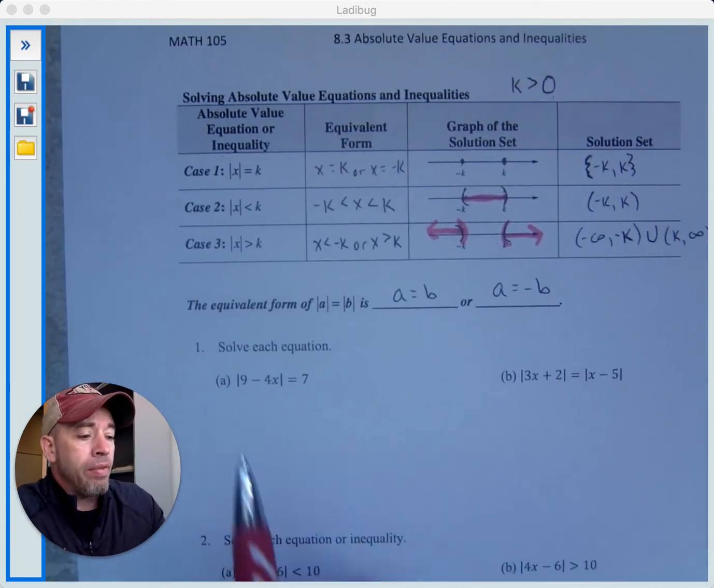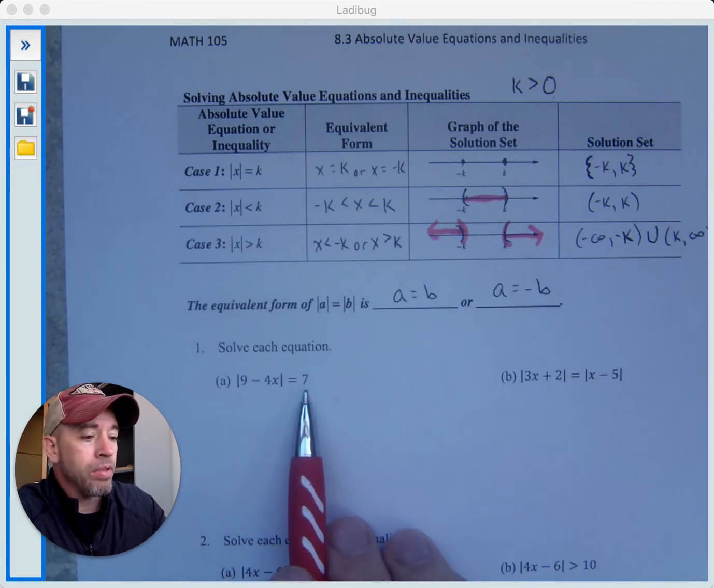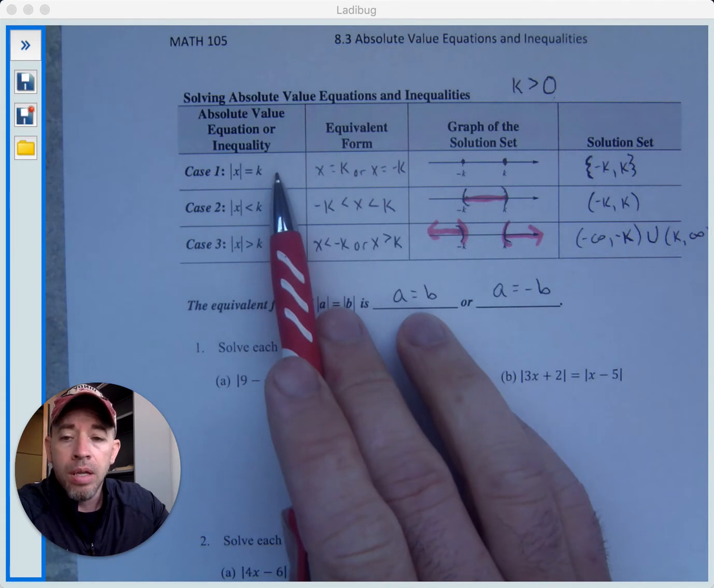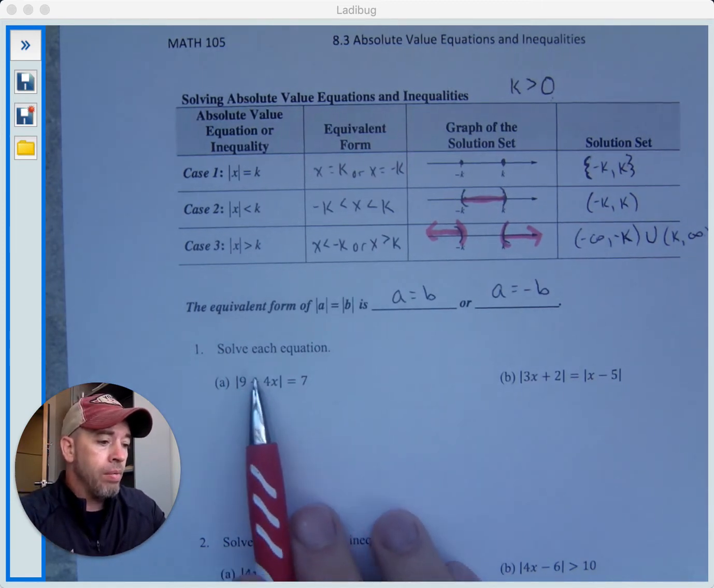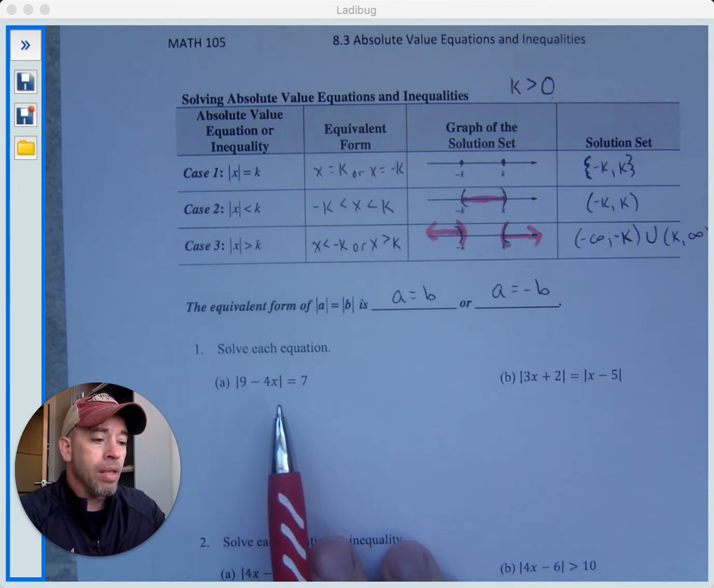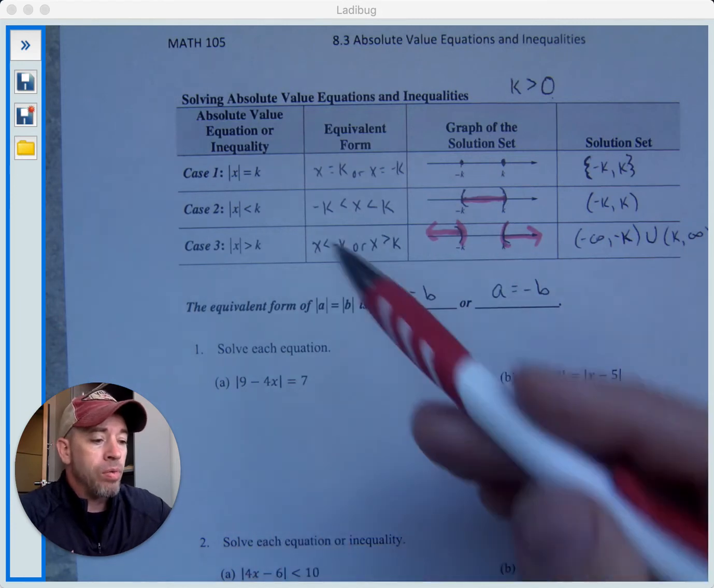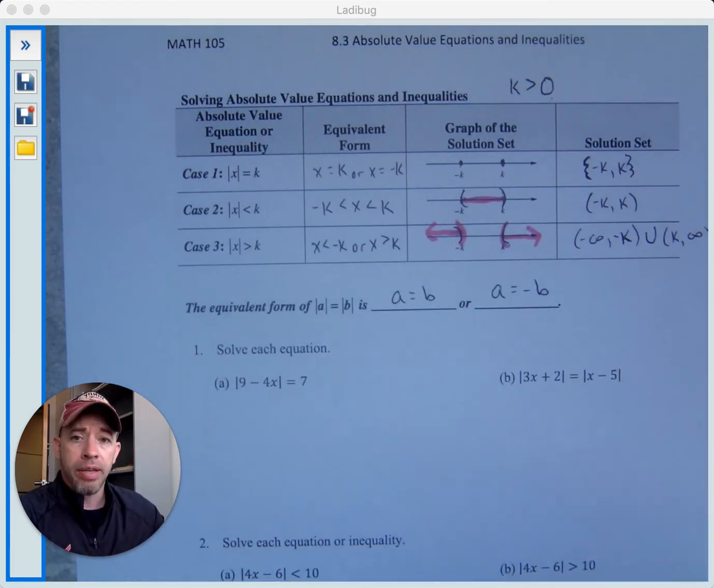First example, we have the absolute value of this expression is equal to 7. So that's similar to case number 1, right? It's important that we isolate the absolute value, make sure the absolute value is by itself on one side before we start manipulating it. And that is the case here, right? We have the absolute value by itself. We don't have anything else with the absolute value. So we don't have just an x here, so we can't say the answer is 7 and negative 7.